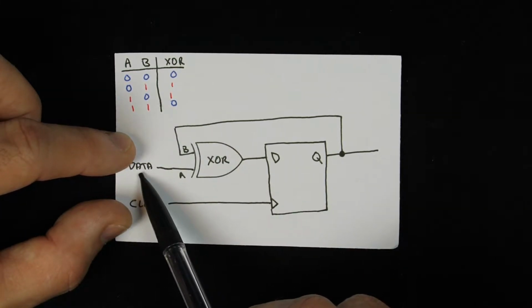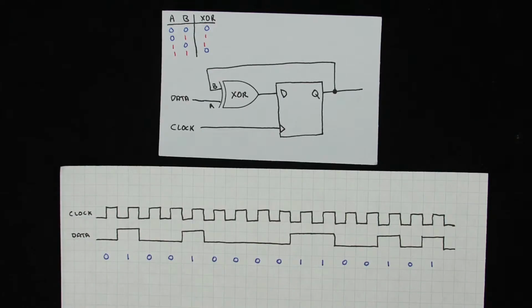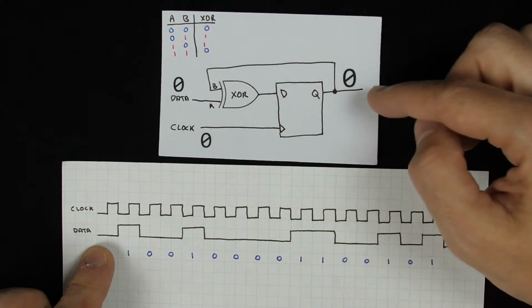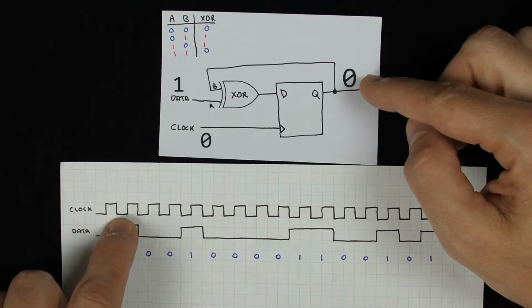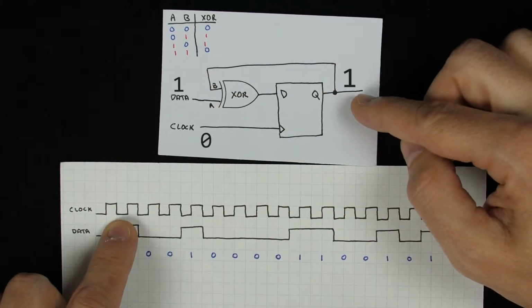So if this data input is high, then the flip-flop will alternate each time the clock pulses. So what happens if we hook this up to our clock and data signals? Let's walk through it. If the flip-flop starts off reset and the data is low, then it'll just stay off each time the clock pulses. But here, where the data is high, then on this clock pulse, we'll invert the output and feed it back in. And so now the flip-flop's output will be high.